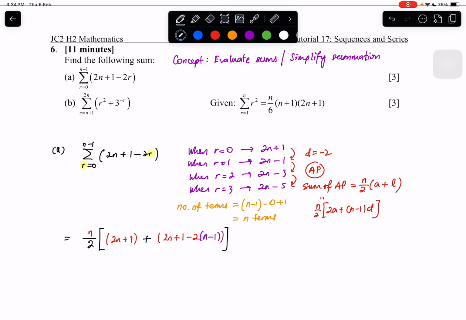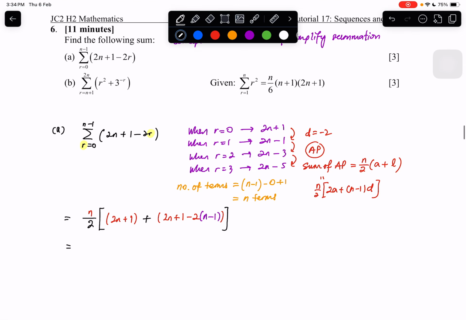Now let's simplify. Over here we have n over 2. Actually the algebra looks horrible, but you just need to see the structure. The structure is just like that. The algebra looks horrible, yes, but you just need to see the structure and persevere. Look at the big picture. Don't see this and feel very tough. Don't be intimidated by this because you're already in A level.